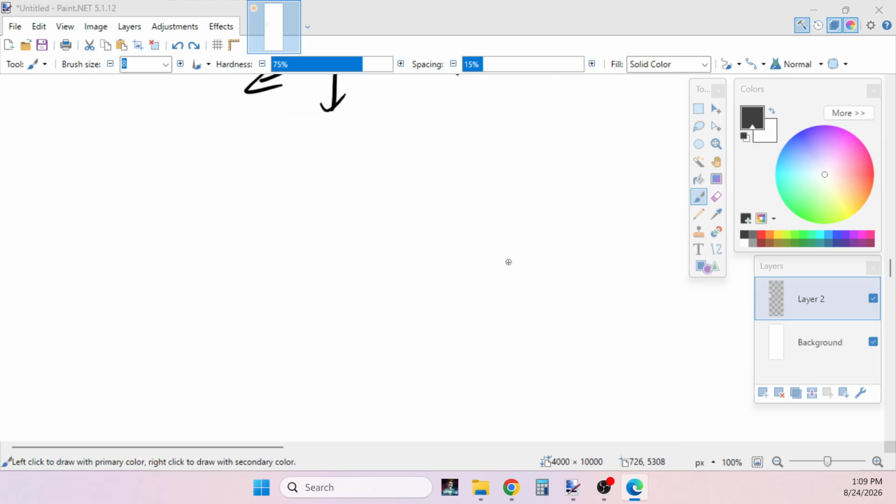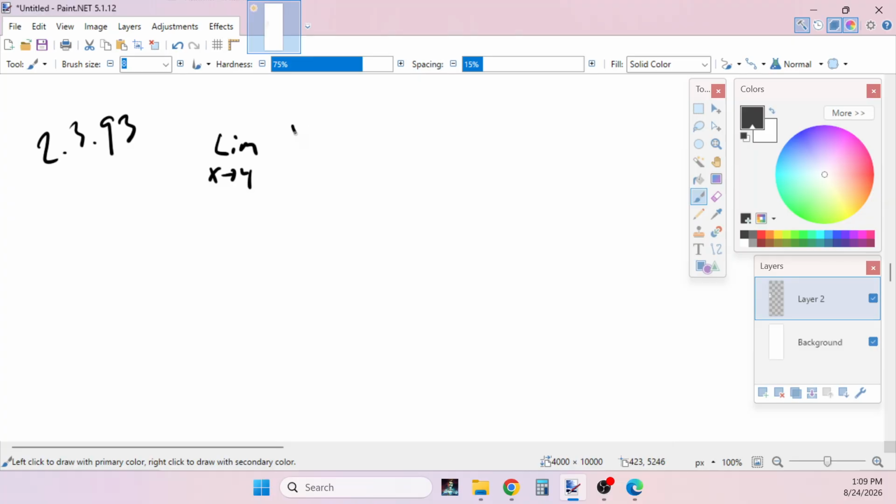Okay, so this is 2.3.93. We want to find the value of the limit as x goes to 4 of x squared minus 16 over x minus 4. So we're going to learn a bunch of limit laws. I have videos of the limit laws already on this channel. So if you want to look at those and get a preview, then that's great. Otherwise, I'm going to go over more limit laws on Friday.